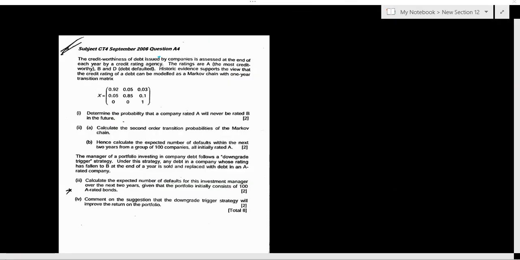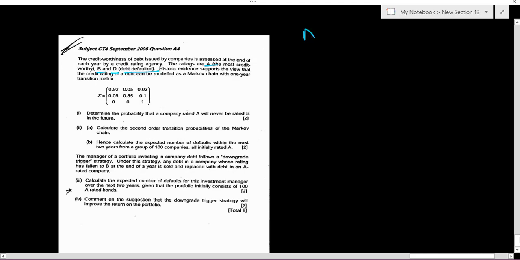Okay, so the next question I'm looking at is subject CT4, question number A4. The creditworthiness of a debt issued by companies is assessed at the end of each year by a credit rating agency. So companies are issuing debt, and credit rating agencies are rating them, their debentures probably. The ratings are A, the most creditworthy, okay? So there are multiple ratings. The first rating is A, which is most creditworthy, B, which is lower than A of course, and D, which is debt defaulted, okay?